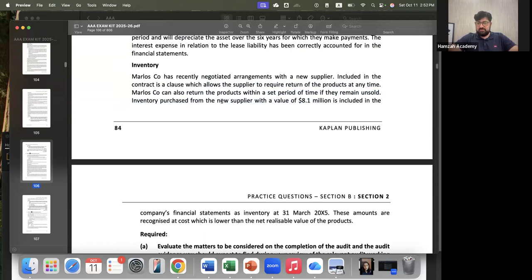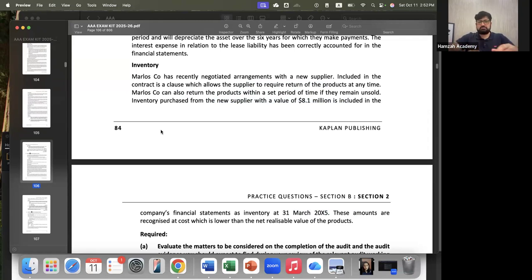Inventory purchased, so it means that the supplier can also require return anytime. Marlo's can also return within a certain period of time if it remains unsold. Inventory purchased from the supplier is $8.1 million, included in the company's financial statements as inventory at 31st March. These amounts are recognized at cost, which is lower than NRV of the products.